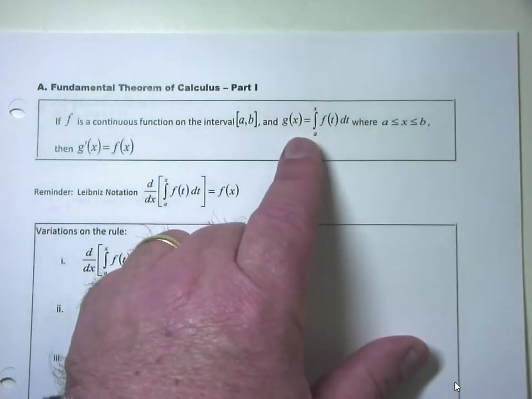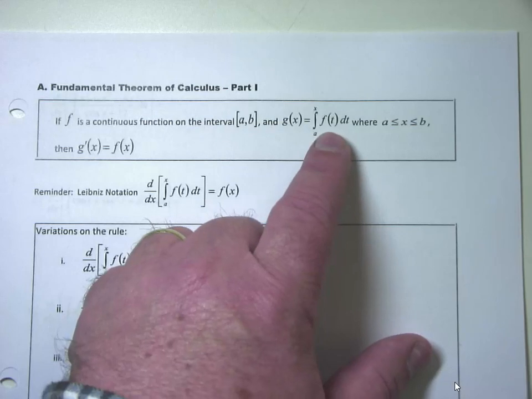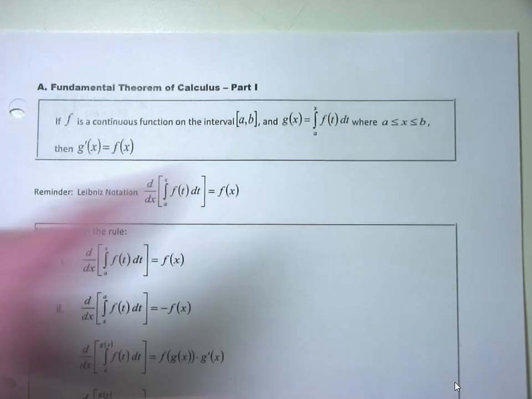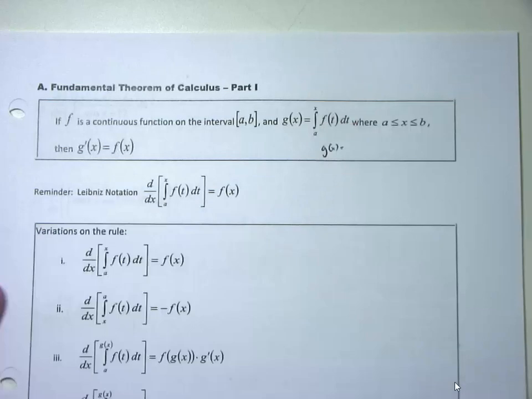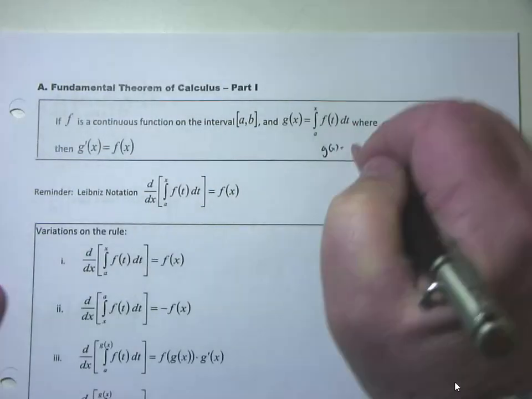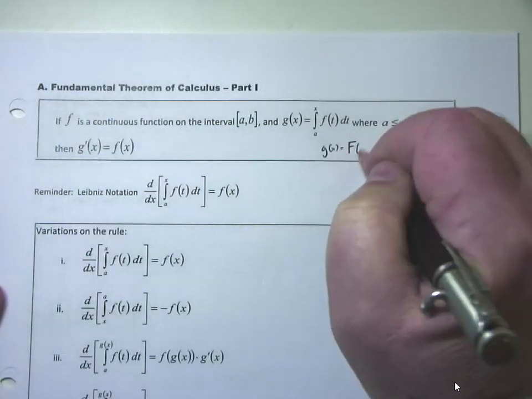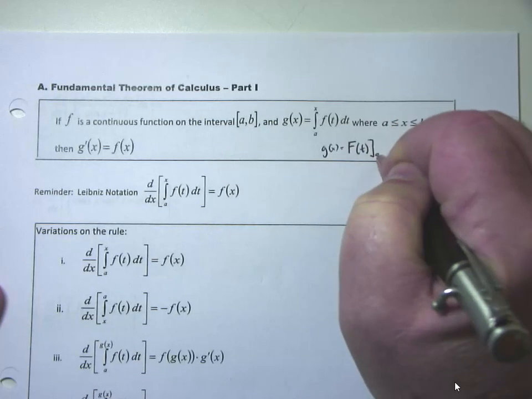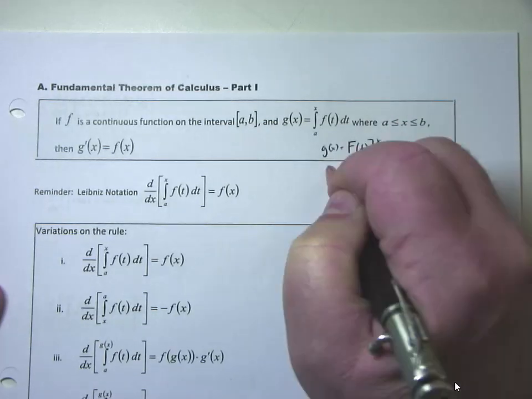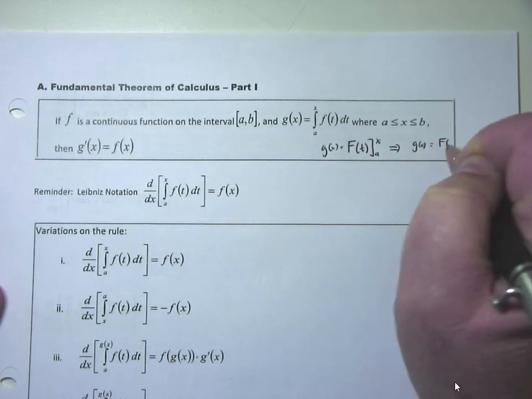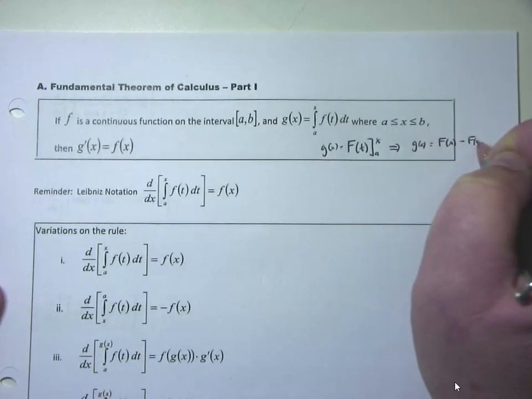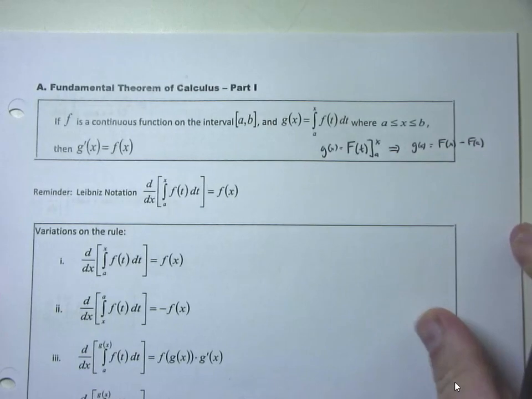Because, here's the thing, I would have to integrate this. So if you actually look at the algebra on this, g of x would be equal to the antiderivative of little f of t, which will be big F of t evaluated from a to x. So when you clean that up, g of x is equal to big F of x minus big F of a. But that's not the question.